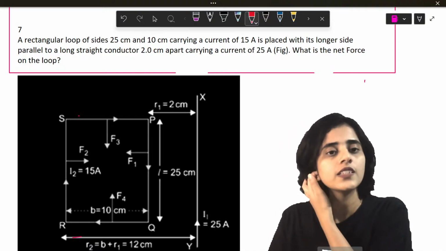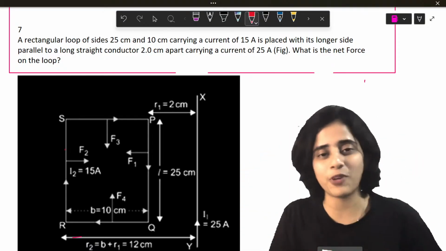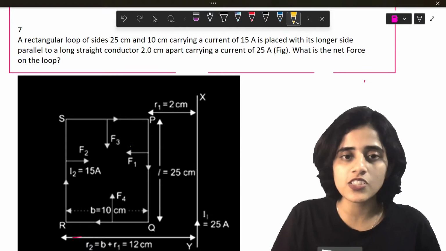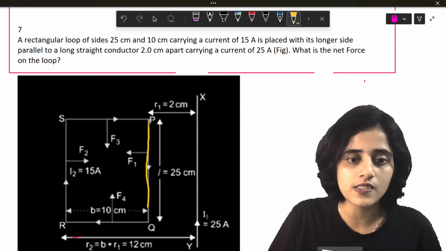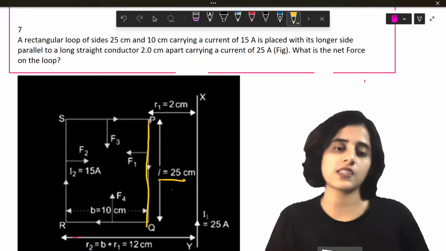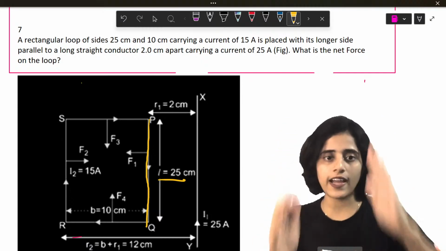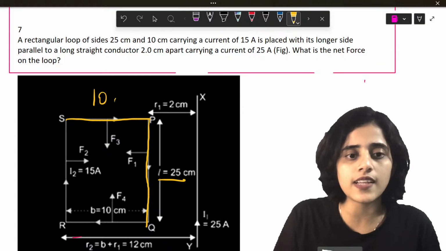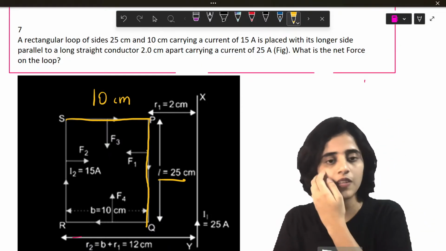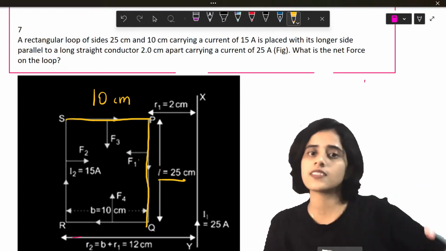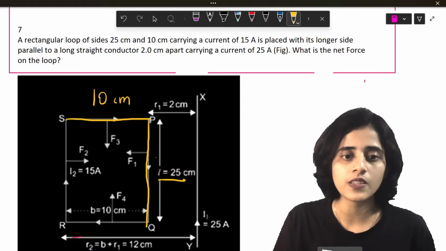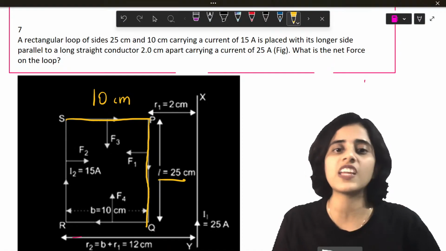Okay, so let's look at the question more properly. A rectangular loop: this side is 25 centimeter and this side is 10 centimeter. This loop carries a current of 15 amps.